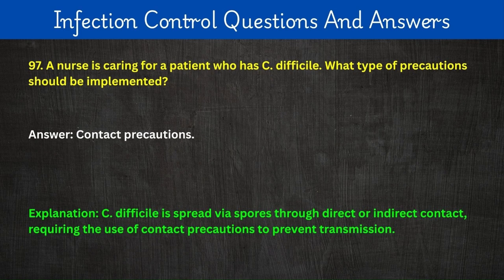97. A nurse is caring for a patient who has C. difficile. What type of precautions should be implemented? Answer: contact precautions. Explanation: C. difficile is spread via spores through direct or indirect contact, requiring the use of contact precautions to prevent transmission.